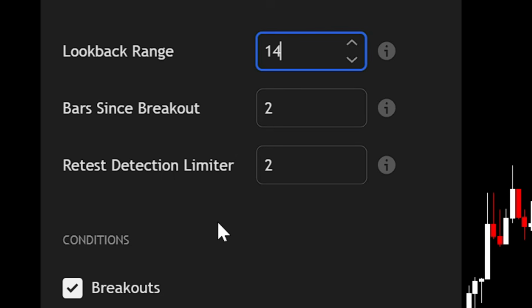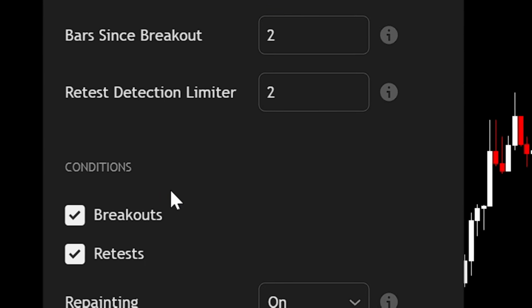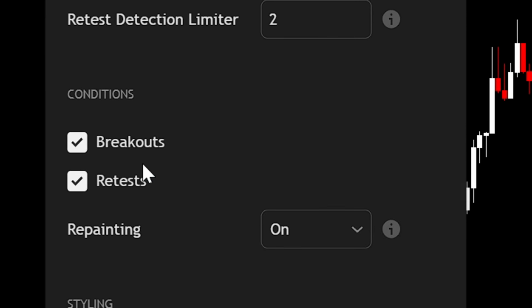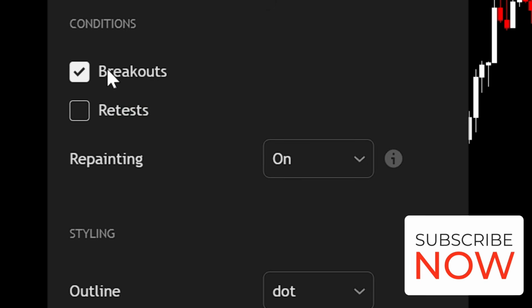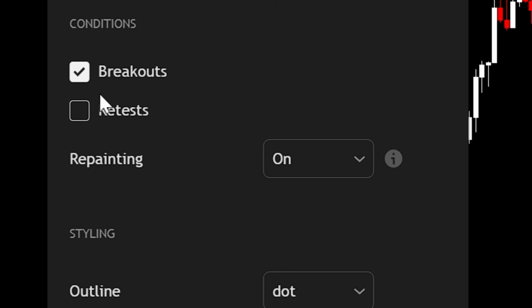Next, since we're focusing on the breakout signals, we want to turn off the retest option. Retests are useful in some strategies, but for this method, they can clutter the chart and create unnecessary noise. By disabling retests, the indicator only highlights clean breakouts, the ones that matter for spotting real moves. This makes it easier to scan the chart and quickly see actionable areas without being distracted by secondary lines that aren't relevant to the setup.